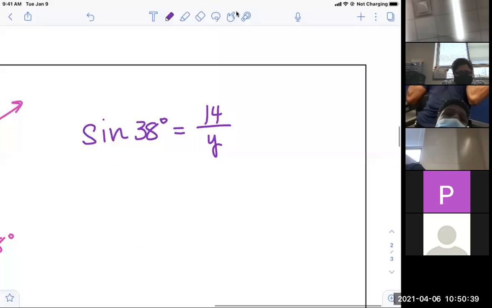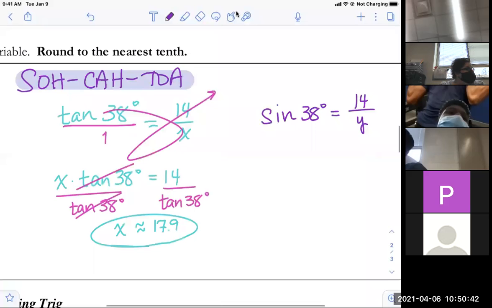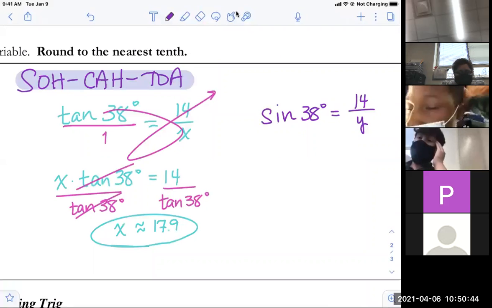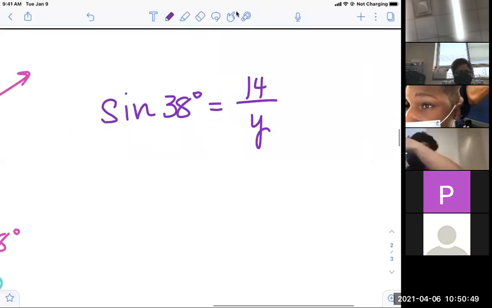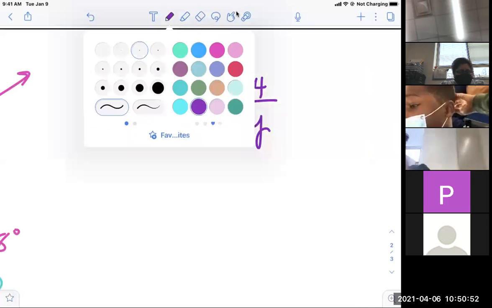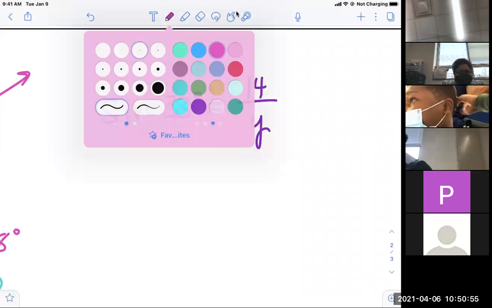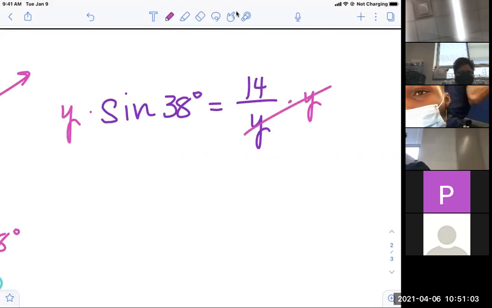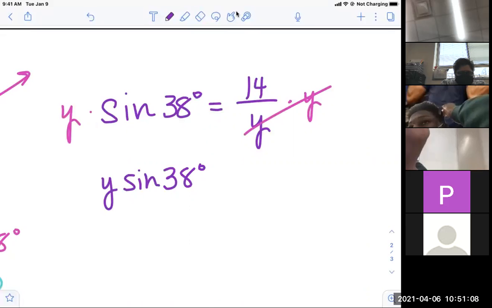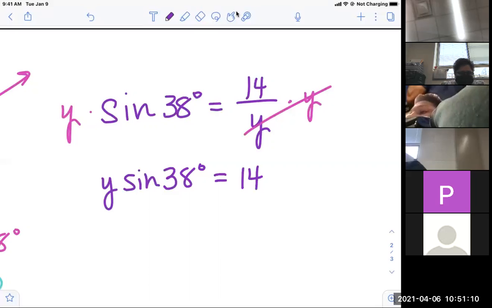Okay, now, the last time I told you, one option is to throw it over 1 and make it into a proportion. Another option is to say, okay, we're trying to solve this equation for Y. How do you get the Y out of the denominator? This is just a different way of solving the same kind of equation. Multiply by Y on both sides. Okay, I'm going to rewrite this just so it doesn't look confusing. That's Y sine of 38 equals 14. Okay, how do you get Y alone? You divide it by sine of 38.